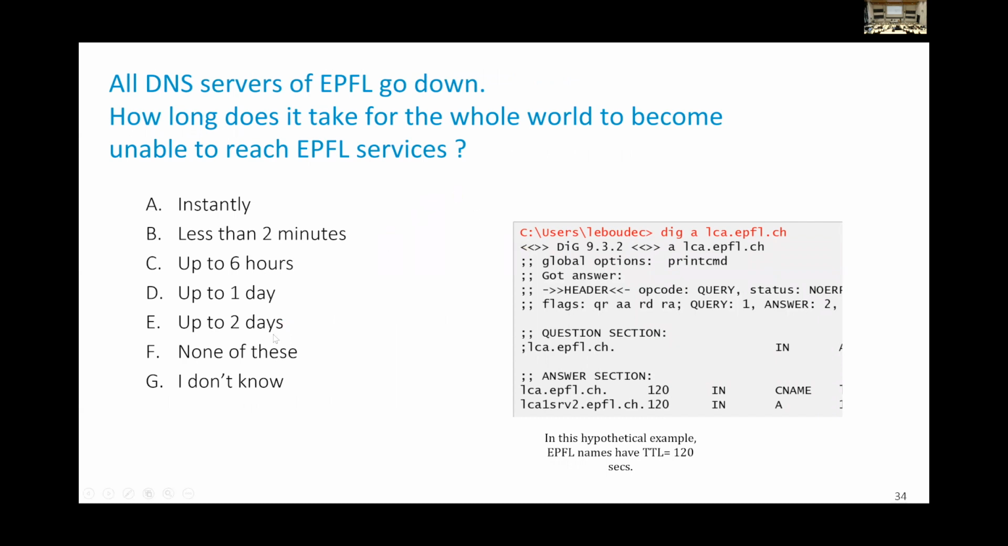Okay, a little quiz here. I'm assuming that EPFL names have a TTL of 120 seconds, as we see here, and assume all DNS servers of EPFL go down. How long does it take for the whole world to become unable to reach EPFL services?